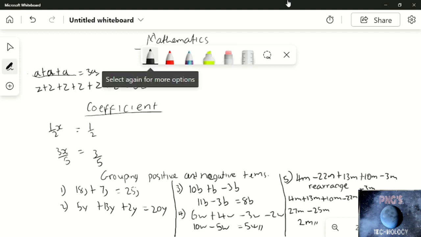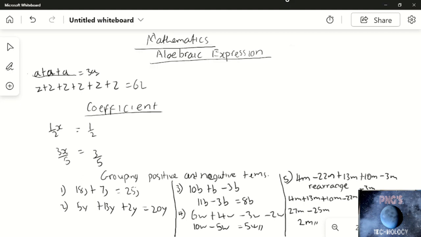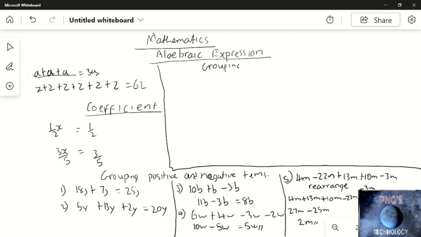So let's take some other further examples. So let's move into grouping like and unlike terms. Grouping like and unlike terms. So we're done with grouping positive and negative. So now let's go with grouping like and unlike terms.